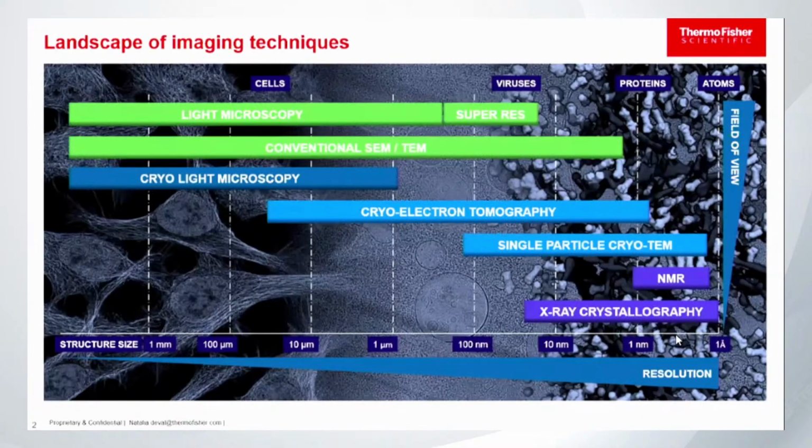So the beauty of electron microscopy, and this can be electron tomography as well as single particle cryo-transmission electron microscopy, is that you can still get a very high resolution without losing the field of view. So it's a very good balance between both techniques.